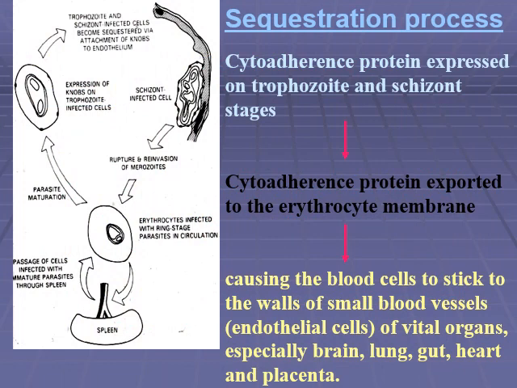Sequestration: the reason for sequestration is the cytoadherence protein expressed on the trophozoite and schizont stage. This protein is exported to the erythrocyte membrane of the infected erythrocyte, causing the blood cells to stick to the walls of small blood vessels, the endothelial cells of vital organs, especially the brain, lungs, gut, heart and placenta. So the reason for sequestration is the presence of cytoadherence protein, which makes the infected RBCs stick to blood vessel walls, especially in vital organs.